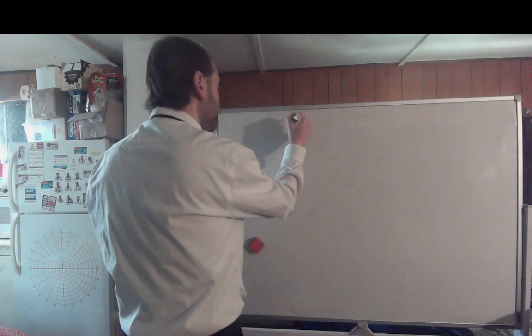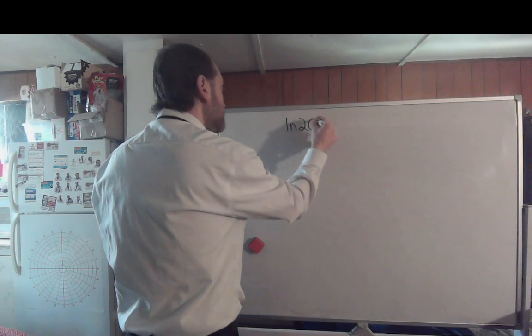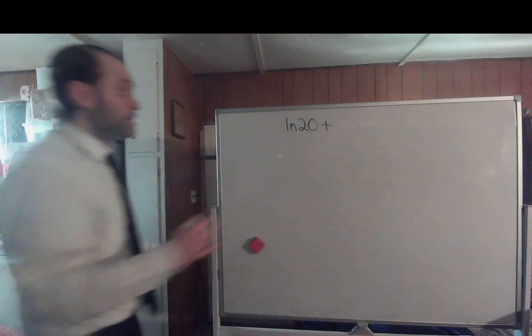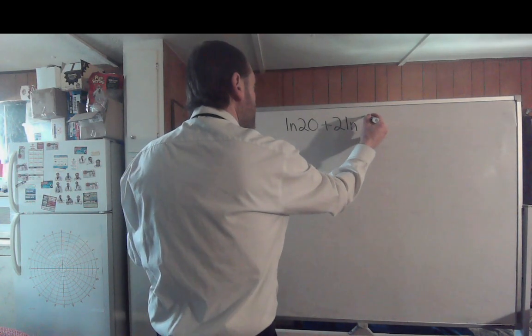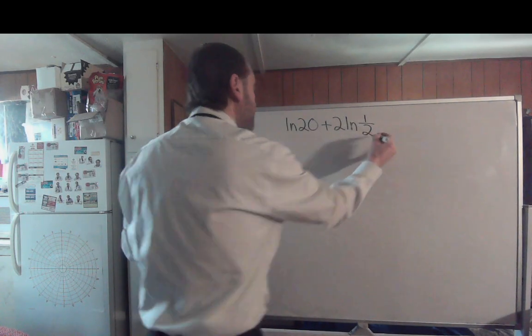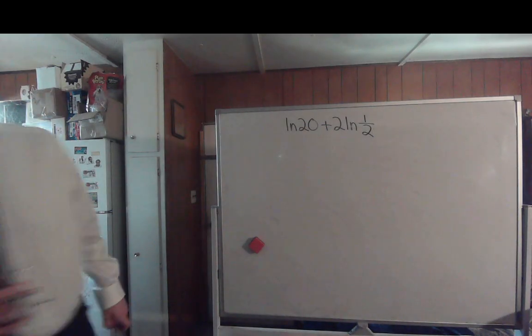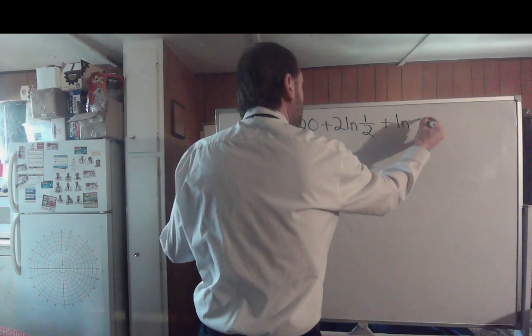I have about 6 more. Alright, so let's see. We have the ln of 20 plus two times the ln of 1/2 plus the ln of x.